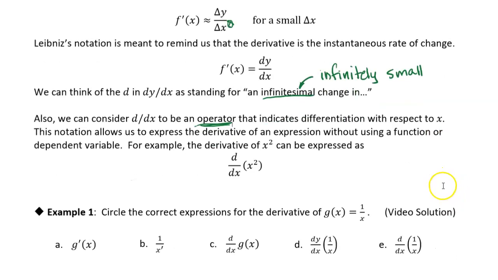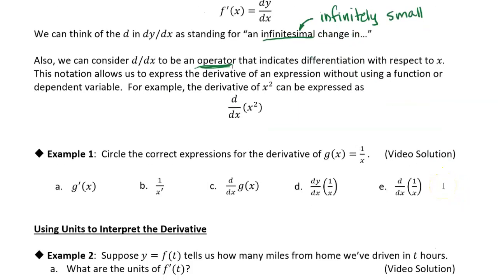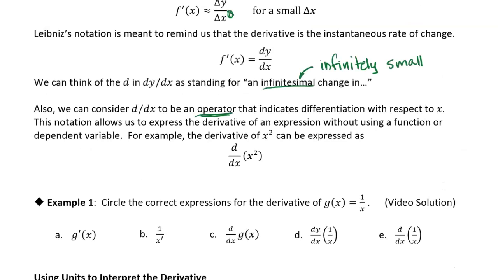So, given that information, let's take a look at example 1, which we just have a bunch of different derivatives given with different notations, and we want to circle the ones that are correct. All right, as I look at this, I can see that I probably should have said, okay, let's call this y. So we have a function g of x. G of x is 1 over x, and I could also give the output a variable y. All right, so if y is g of x and g of x is 1 over x, then which of these notations is correct for the derivative of that function?